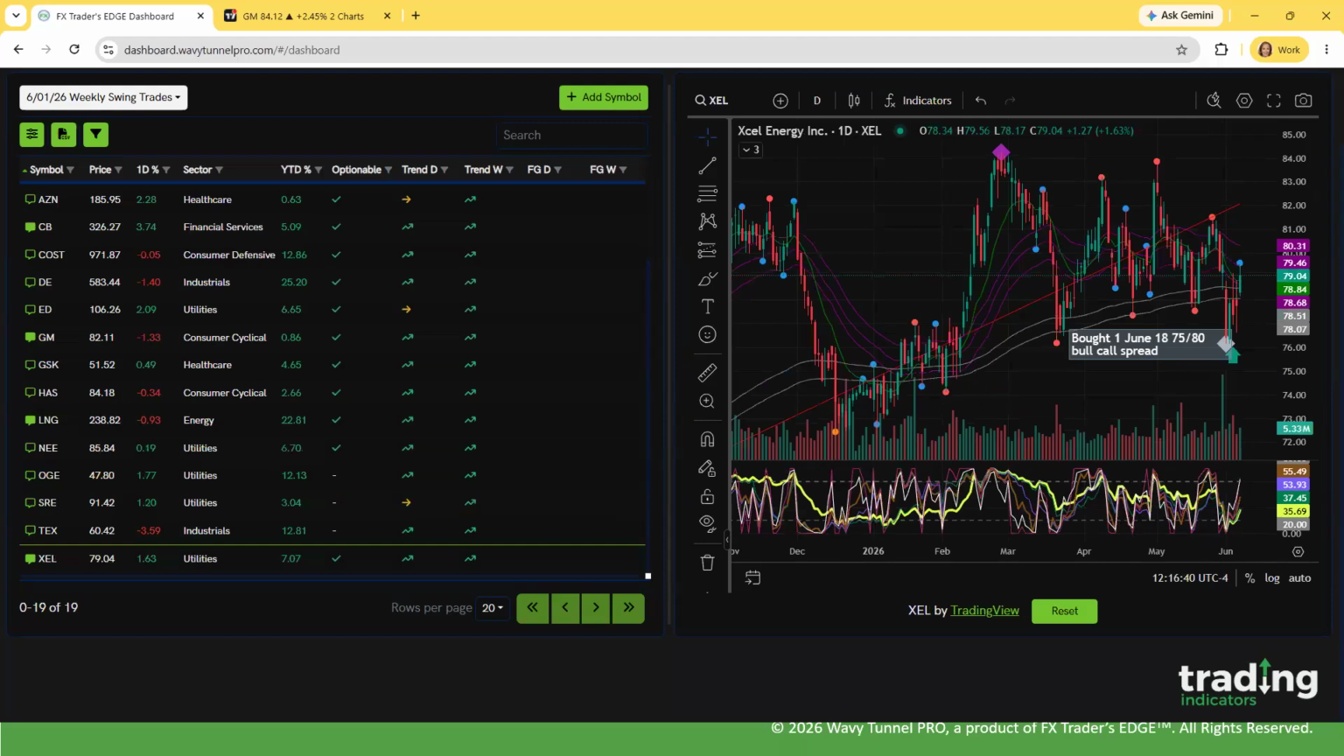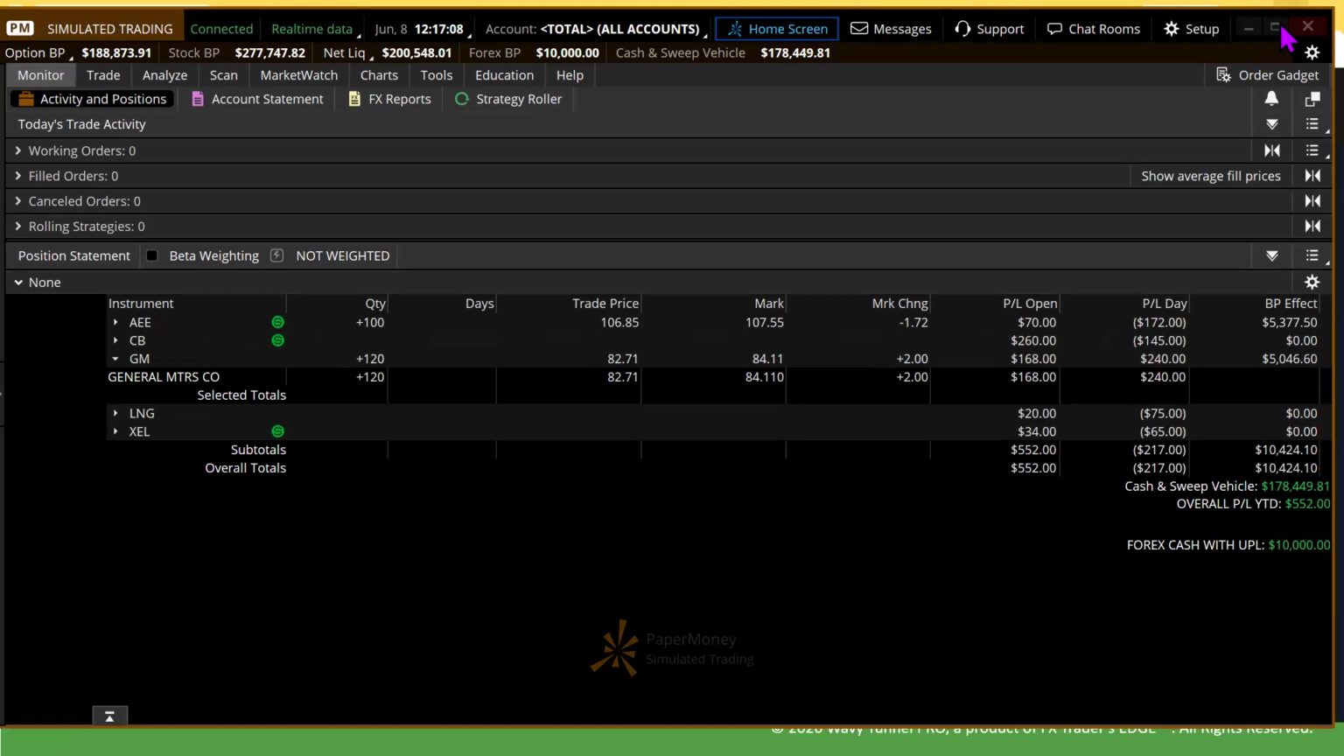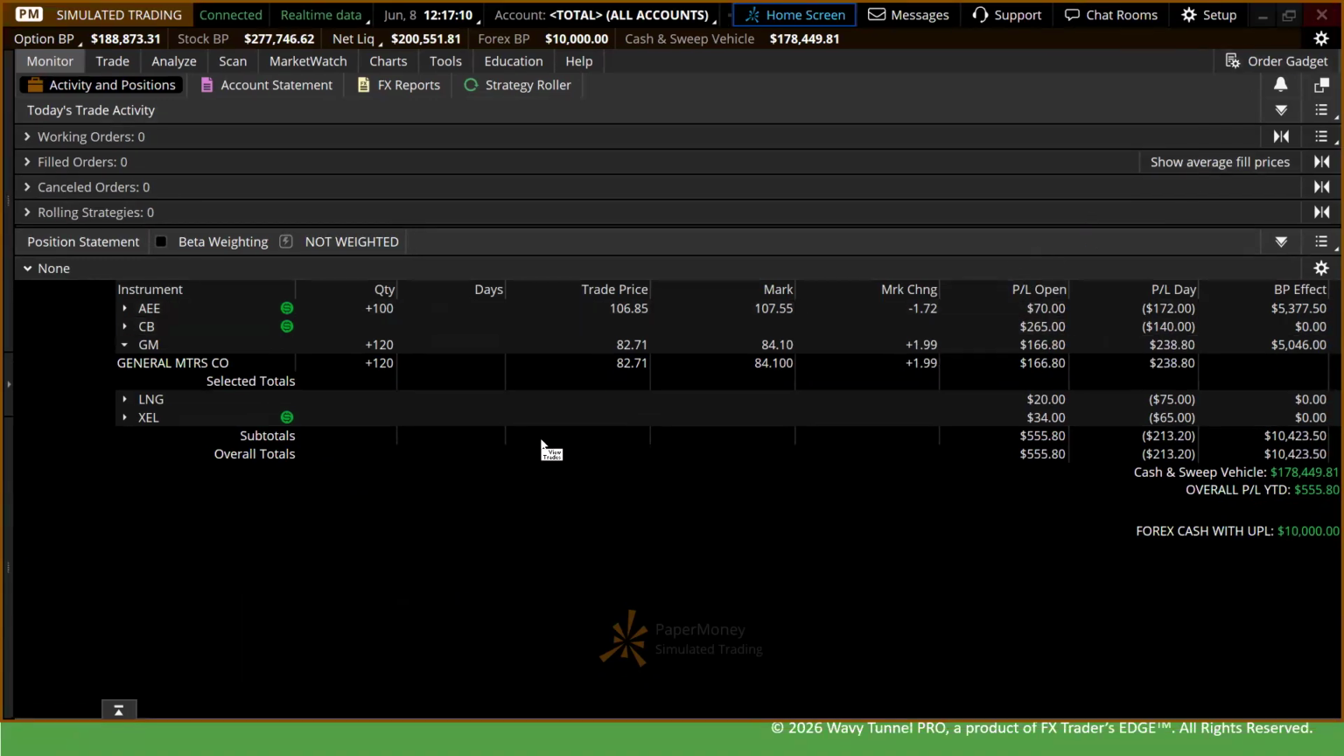And I did one contract for these spreads. One contract for these spreads. Okay. I will show you the simulated trading account quickly. And then we're going to look at, I already told you what I did, but this is part of the routine.